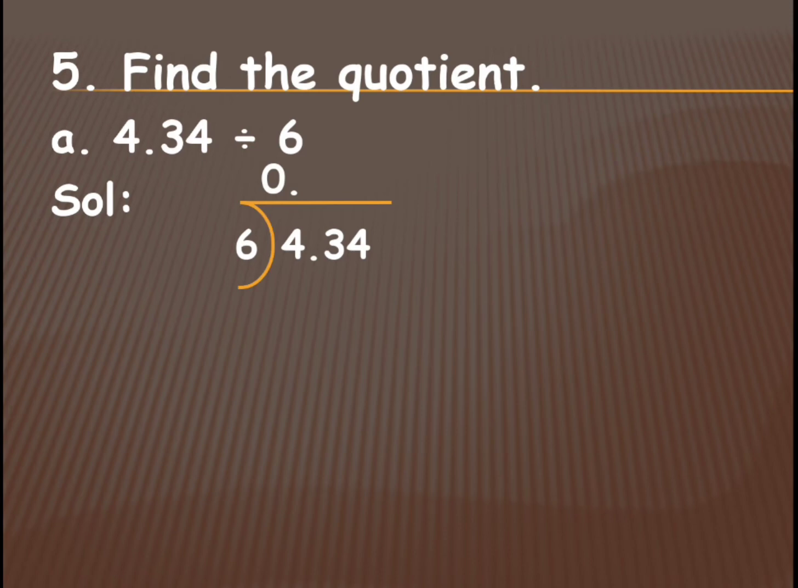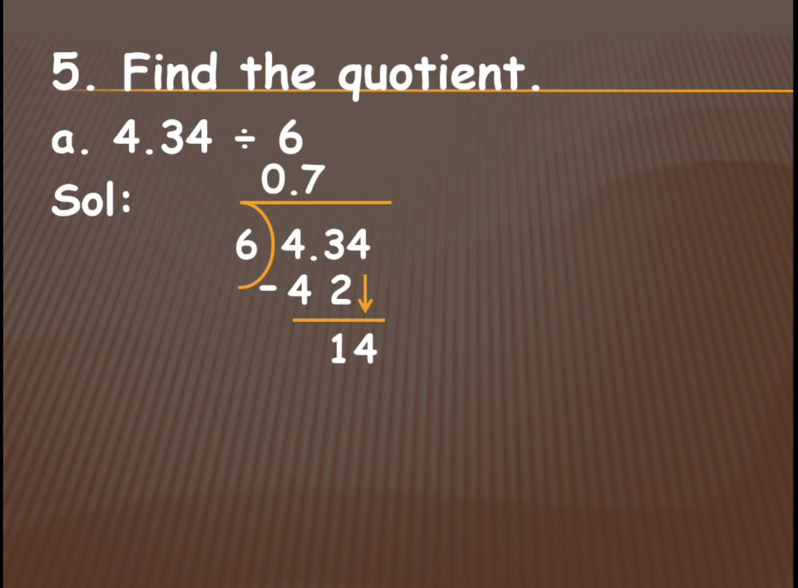Okay, now 43, check with the 6 table. So 6 sevens are 42, isn't it, children? So 6 sevens are 42. Now you need to subtract. In division you do subtraction, isn't it? So 3 minus 2 becomes 1 and 4 minus 4 becomes 0, so 1. Now you will bring down the 4.